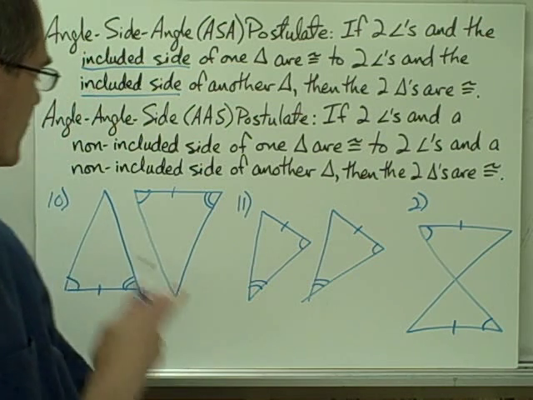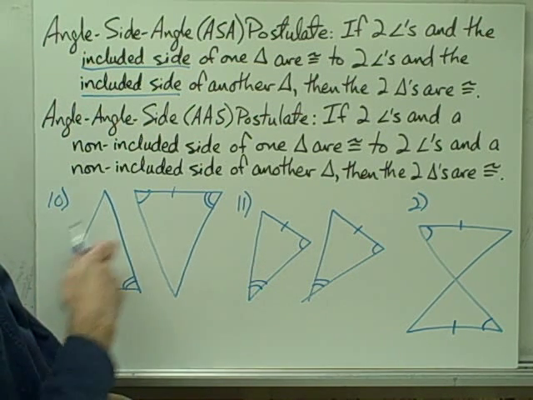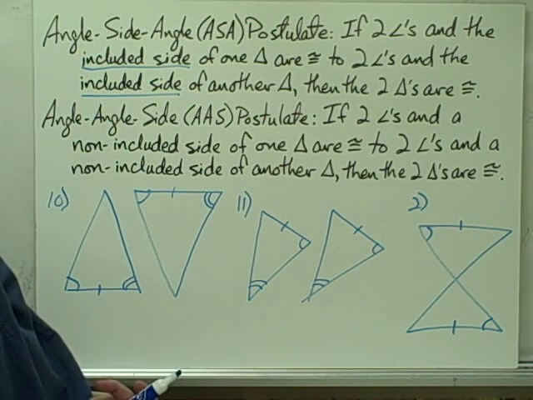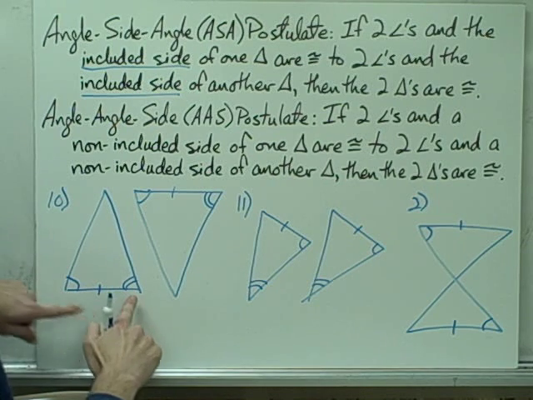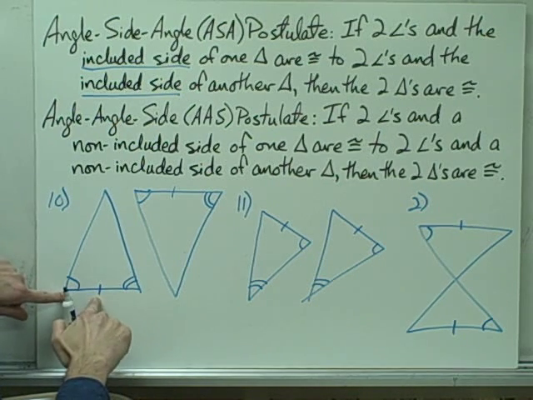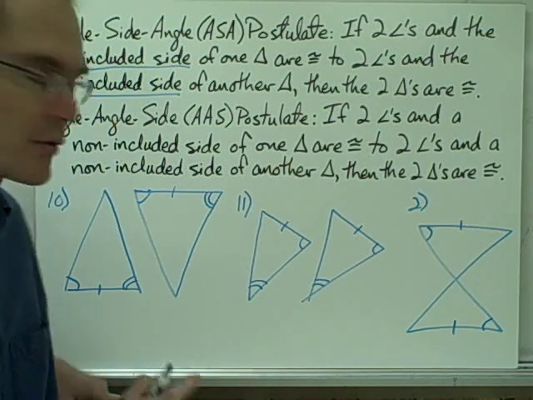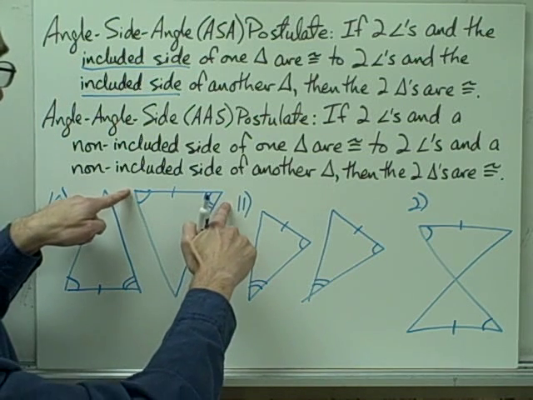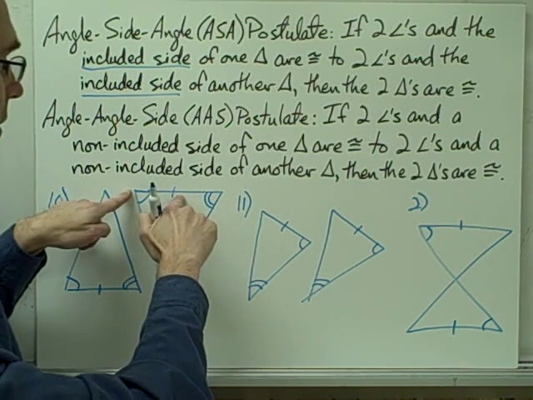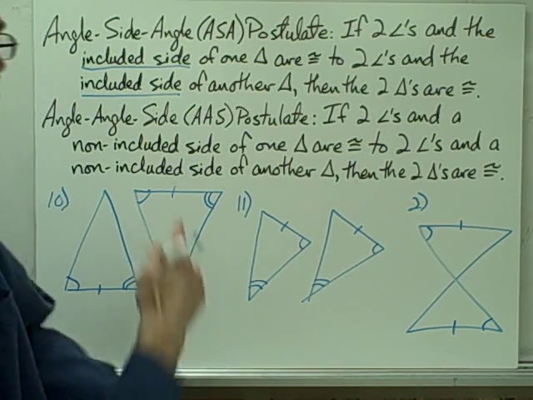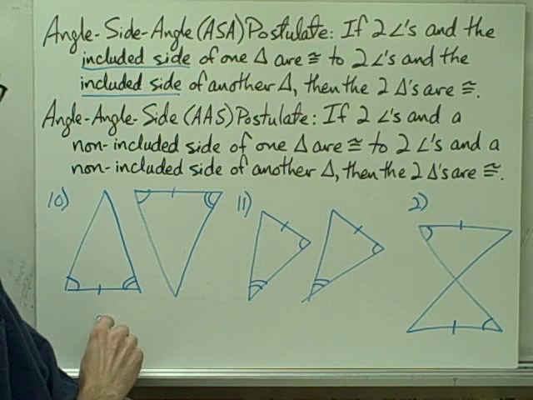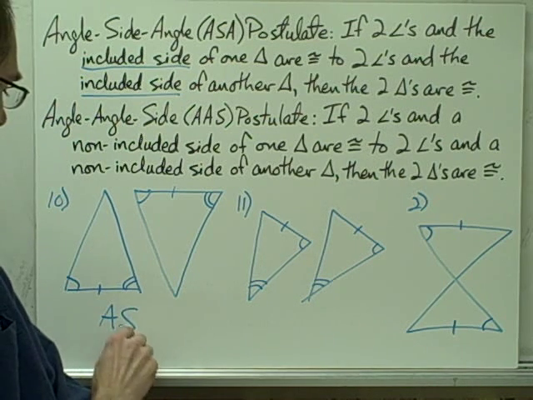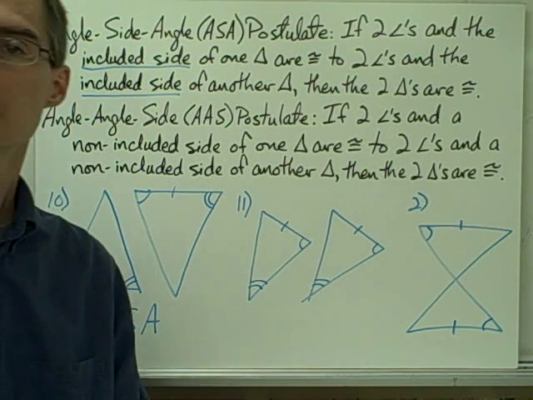If you go down a little bit on your notes, you see a picture in example number 10. We have two triangles that look like this. And here on this triangle, I have an angle and a side and an angle. That is, I've got two angles and the side that's included between those angles congruent to two angles and the included side on another triangle. Well, that matches up the angle-side-angle postulate, so these two triangles are congruent by the angle-side-angle postulate.